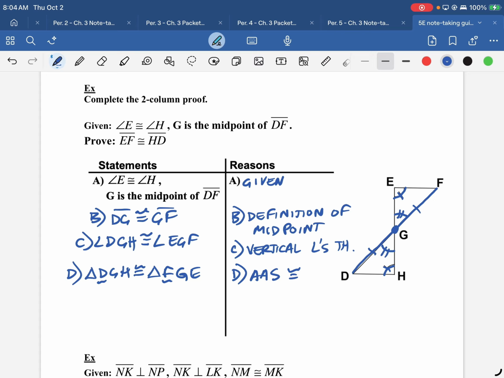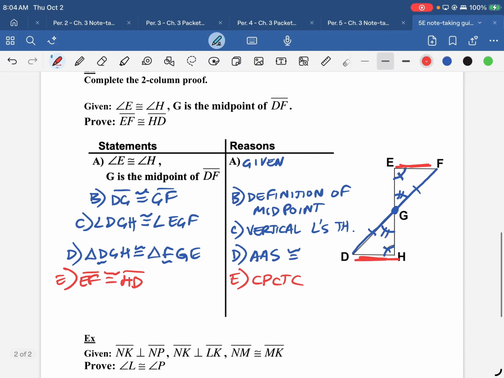Okay, now that I've got the triangles complete, I can finish the proof and say, hey, these two sides are corresponding sides of those congruent triangles, so they must be congruent to each other. So now I'm going to say, okay, EF is congruent to HD, and this would be by CPCTC. Okay, and we finished the proof there.